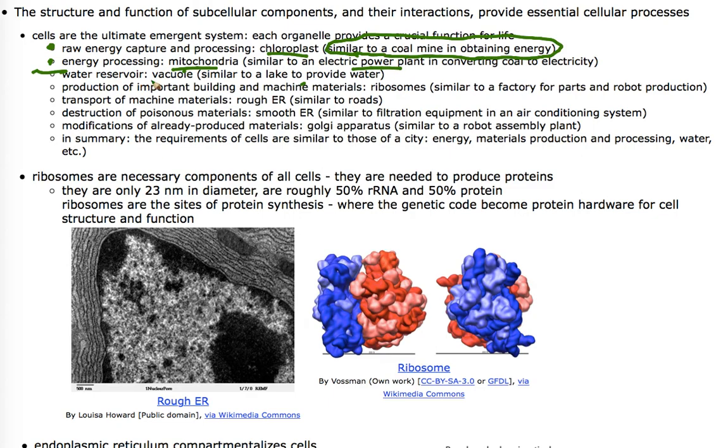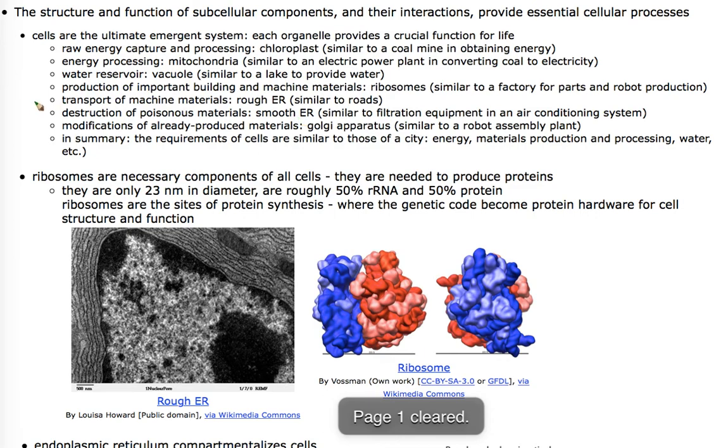The water reservoir, that's a vacuole. Vacuoles are just big water bags to provide the cell water in times of dehydration. Important production facilities are ribosomes. Ribosomes are similar to a factory in that they produce machinery, like literally robots. Enzymes are somewhat like robots in that they're complicated little gadgets that do all kinds of little jobs for the cell. Cells also have transport systems, that's rough ER, which is similar to roads in a city or a town.